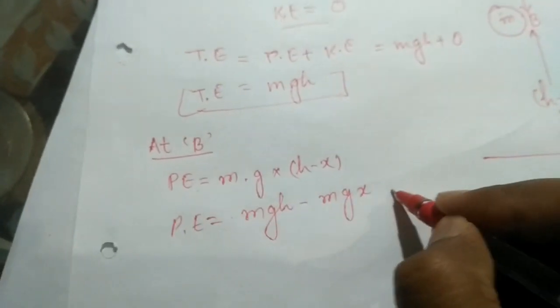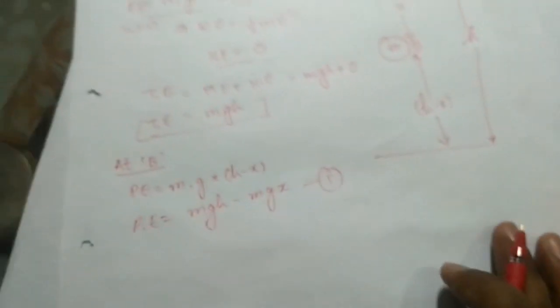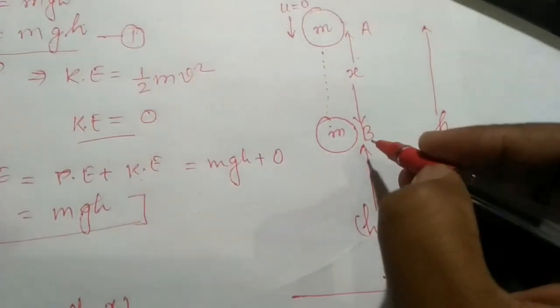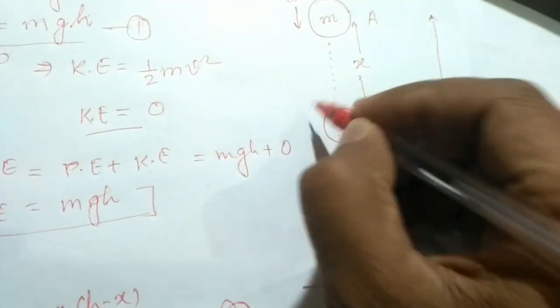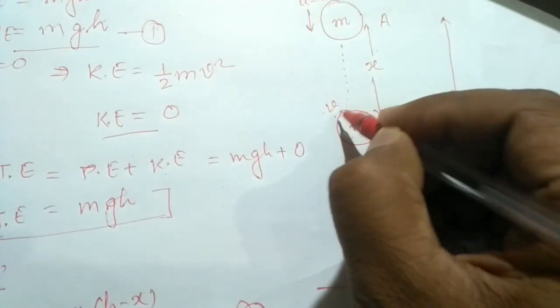I have calculated only the potential energy here. Now what we have to calculate is the kinetic energy. To calculate kinetic energy, we must know the velocity here. Do you know the velocity here? The answer is no. For that, we have to calculate what the velocity is here.